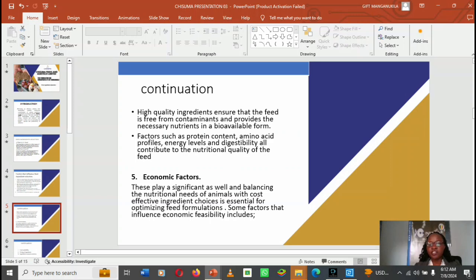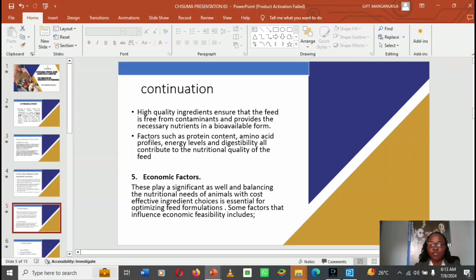High quality ingredients ensure that feed is free from contaminants and provides the necessary nutrients in the bioavailable form. Factors such as protein content, amino acid profiles, energy levels, and digestibility all contribute to the quality of the feed. Number 5, economic factors. These play a significant role, as balancing the nutritional needs of animals with cost-effective ingredient choices is essential for optimizing feed formulation.